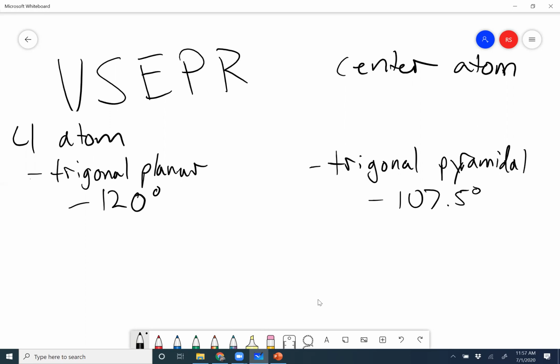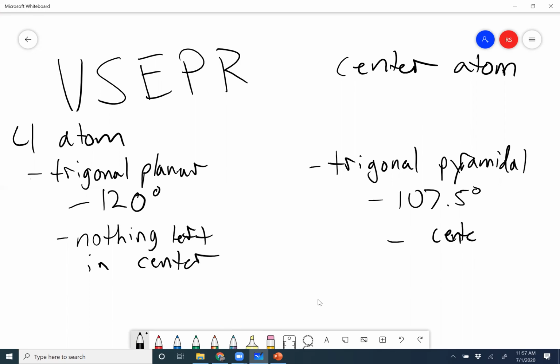In the case of the 4-atom molecule, we want to look at the center atom. And for planar, the center atom has nothing left in the center. For the trigonal pyramidal, the center atom is going to have lone pairs.